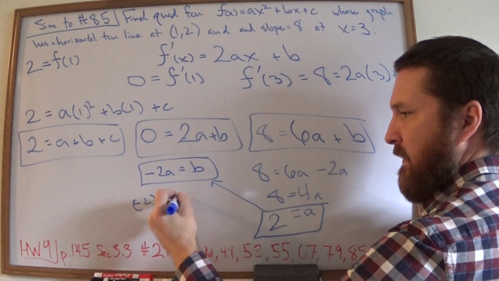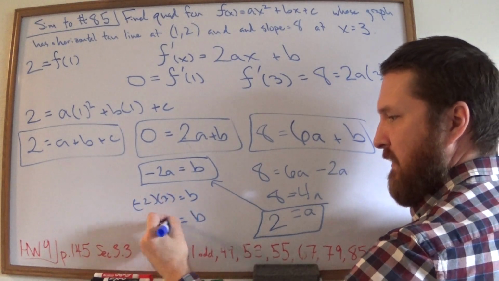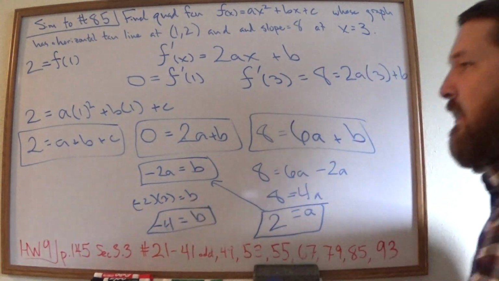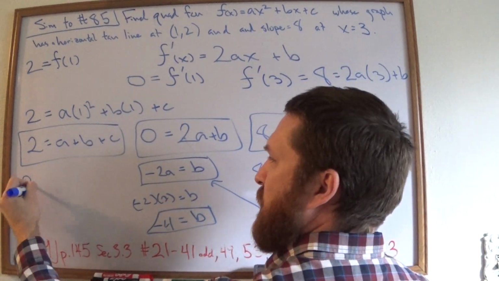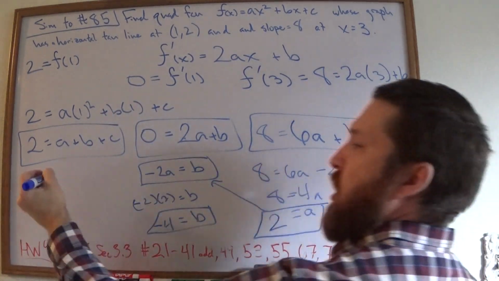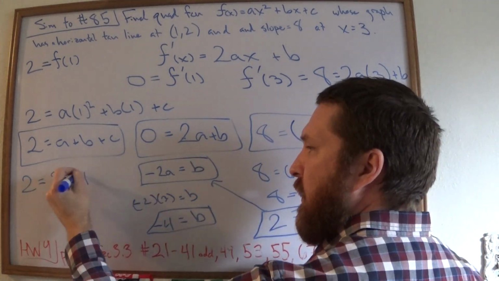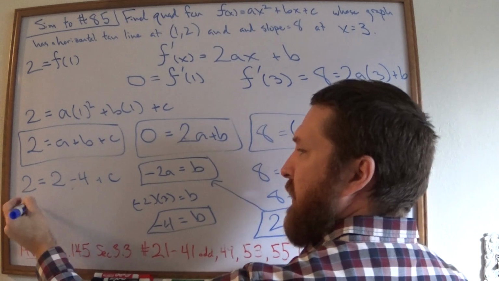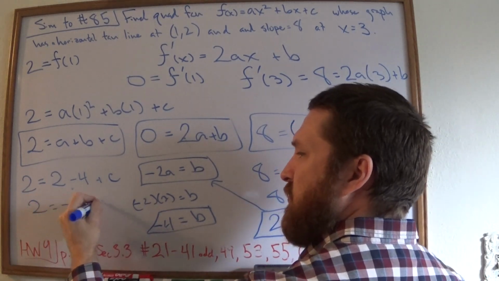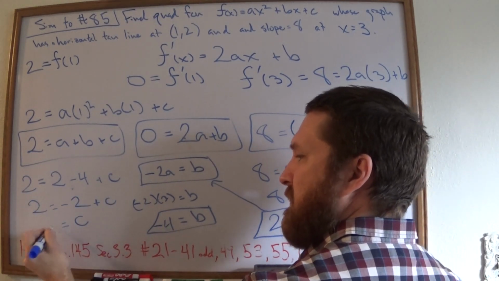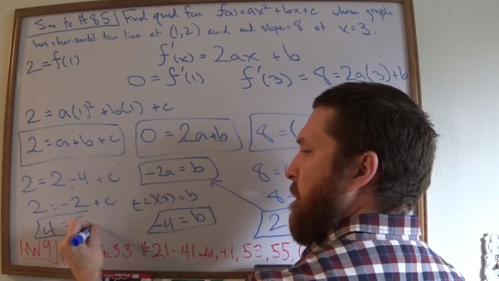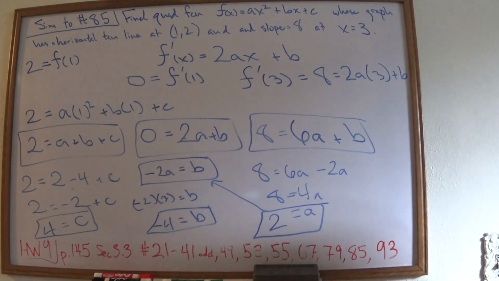And you can just plug them both in that way. Plug the first equation in with a equals 2 and b equals negative 4. So 2 equals 2 plus minus 4 plus c. And so then I have 2 equals minus 2 plus c, so c equals 4.